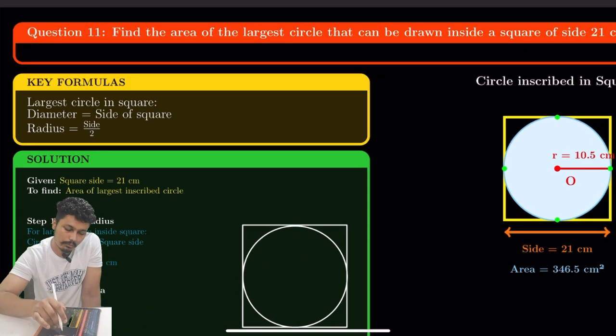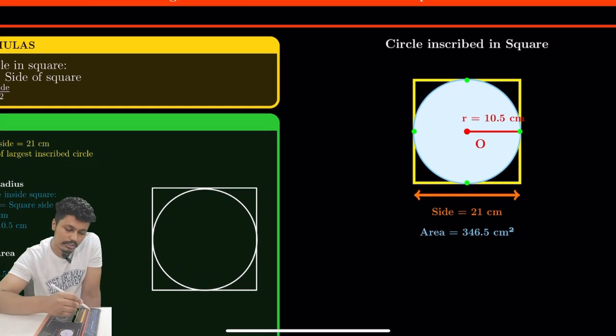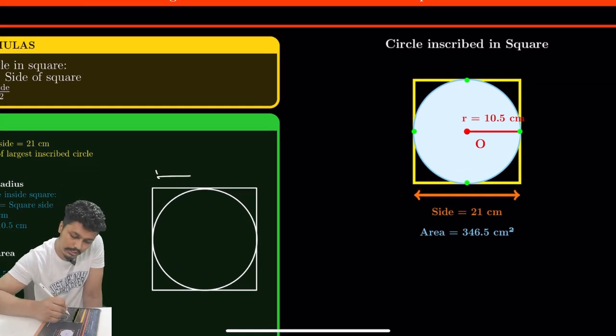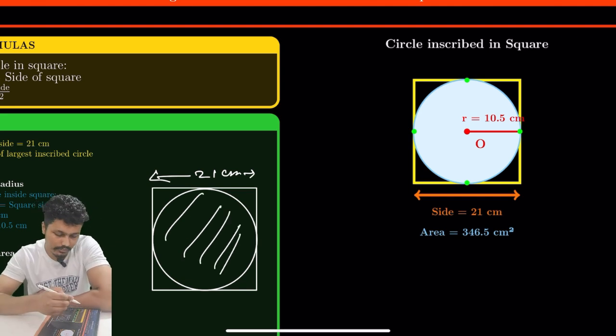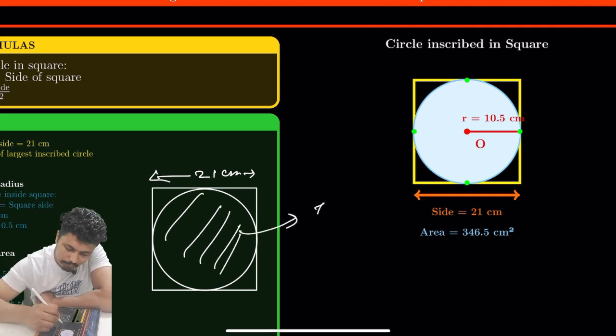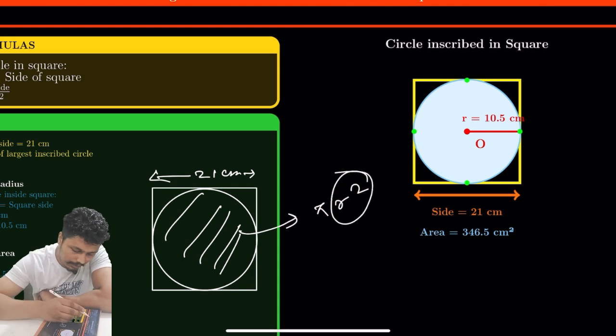Okay. Now, inside a square, the side of the square is 21 centimeter. So I need to find out the area of this circle. How to find out? It's very easy. What is the area formula? Pi r square. R I can find out how.